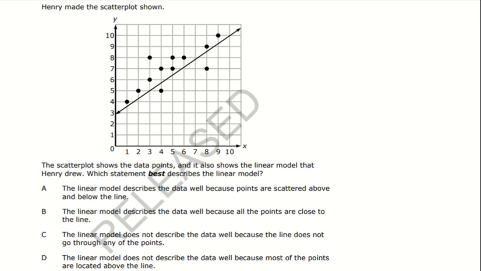So now we look at the answer choices, okay? A says, describes the data well, no. B says, describes the data well, no. C says, does not describe the data well because the line does not go through any of the points. Well, that's not the reason why. D says, linear model does not describe the data well because most of the points are located above the line. That's the reason. All right. Do we have to touch the lines? No. It doesn't have to touch any of the points, but it does have to kind of go through the middle of the data, right?